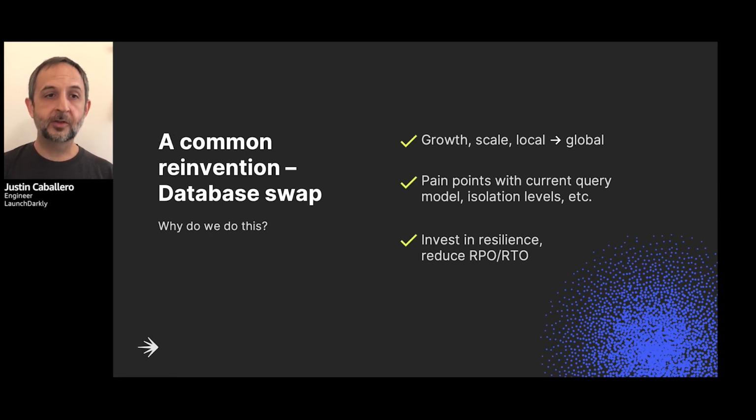So what are some reasons we might want to migrate databases for an application? There's lots of reasons. It could be that our product has grown a lot, we have a lot more traffic, we want to move to a global infrastructure from a regional-based one. We might have some pain points with our query model or the isolation properties of our current database. We might want to invest more in resilience for our database. Plenty of reasons. We might have just made a mistake in the database we chose initially.